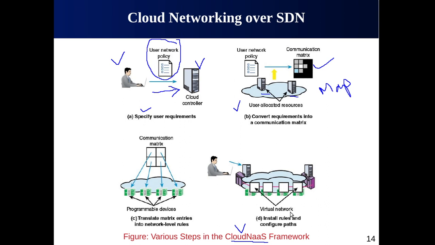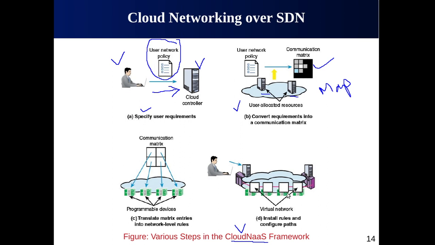And finally we have the last scenario in which the network level directives are installed into the network devices with the help of OpenFlow. So you can see the user actually wants this thing.